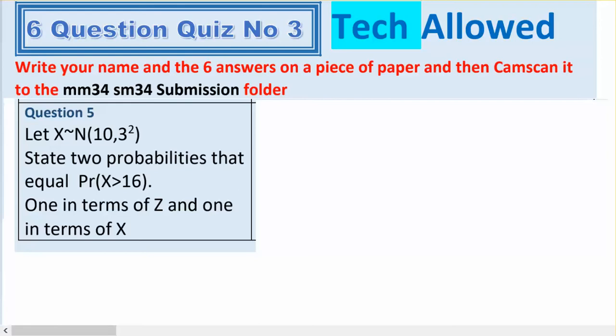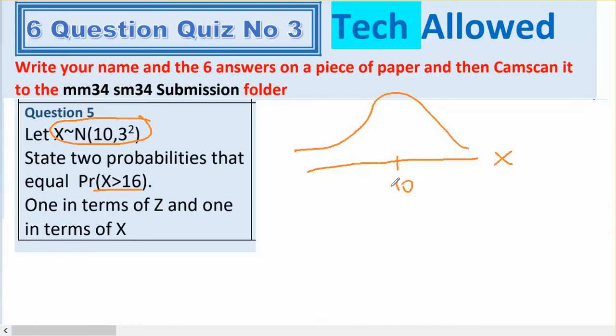This is for Year 12 Methods. It's 6 question quiz number 3, question number 5. This is my x. Probability that x greater than 16 is equal to 2. So state two probabilities. Okay, so this is my x, and it's a normal distribution with a mean of 10 and a standard deviation of 3.